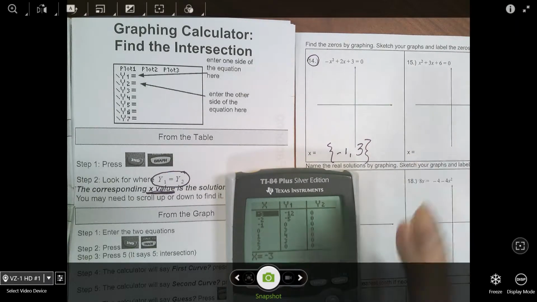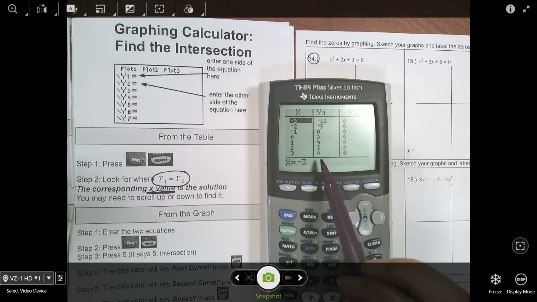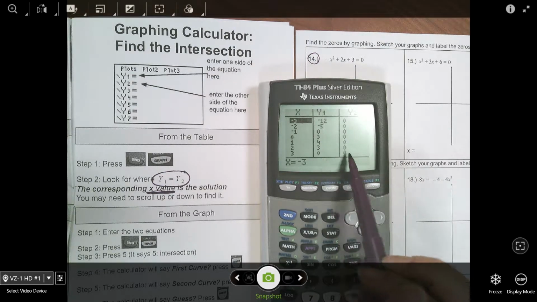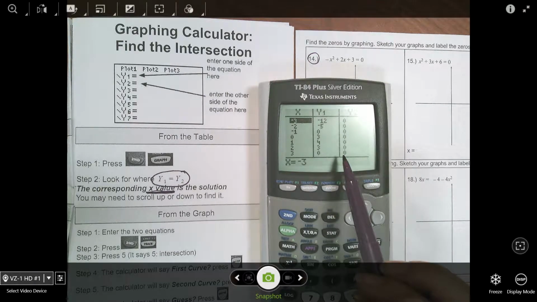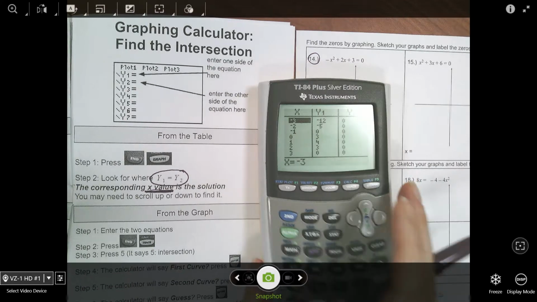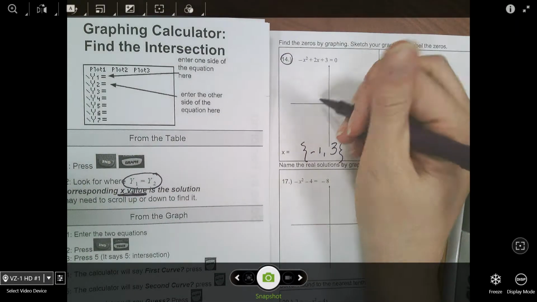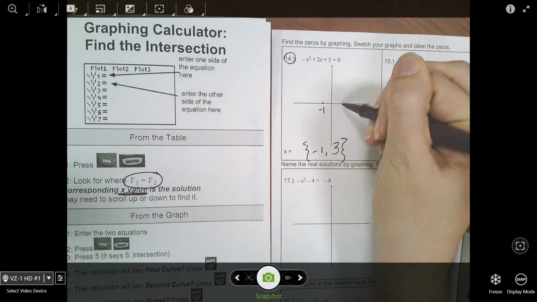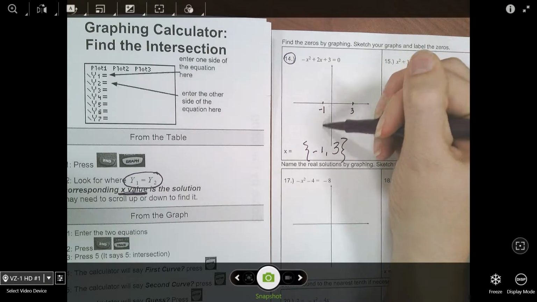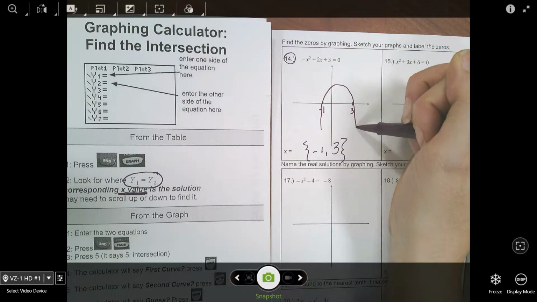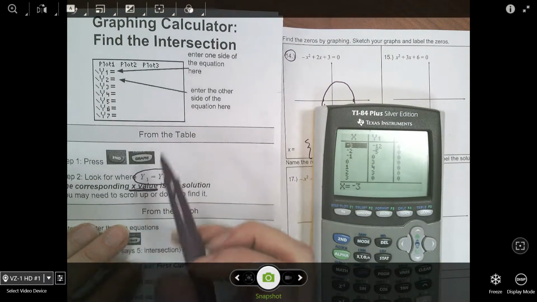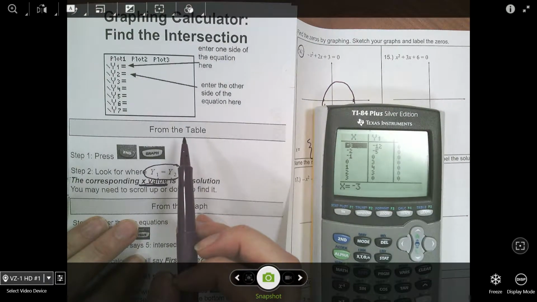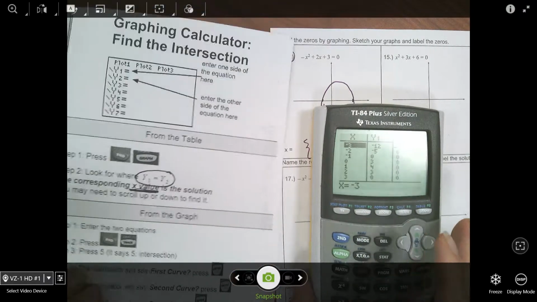Now, I want to make sure you understand it's not because these are zeros, it's because they're equal to each other. So sometimes you could have other numbers here. In this case, they happen to be zeros. Okay, so now I can actually sketch this. Here is my -1, and here is my 3, and my graph was opening down like that. Again, that was from a table. So if you have nice integer solutions, you want to look at the table.